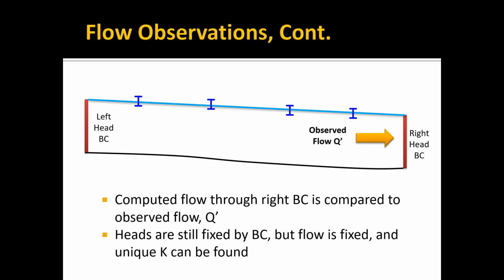And so, here it is represented more graphically. Maybe that right head BC is really a river, and you have an observed gain or loss, or a gain in this case, excuse me. Or even if, instead of observed, it would be an estimated flow. That would pin things down.